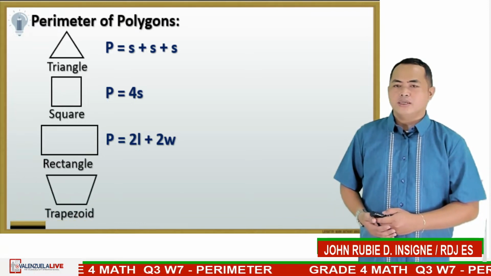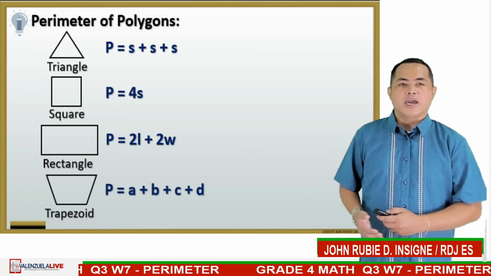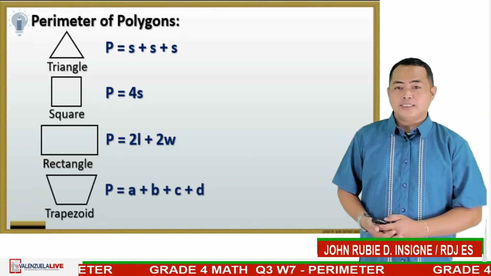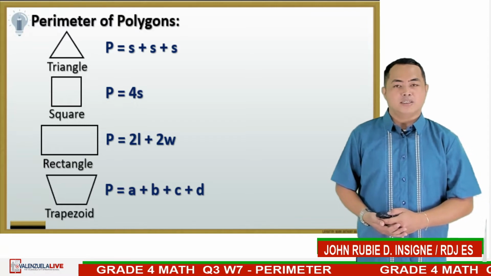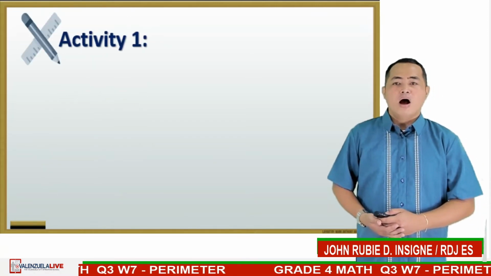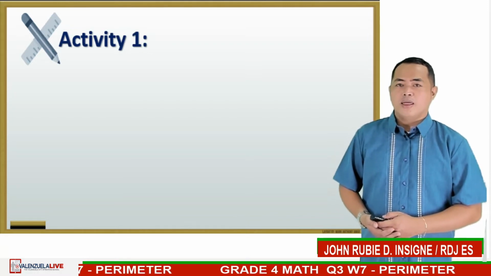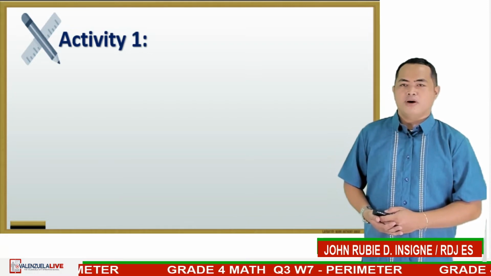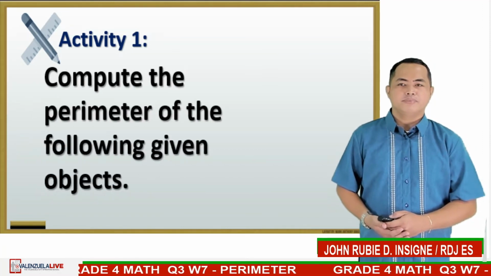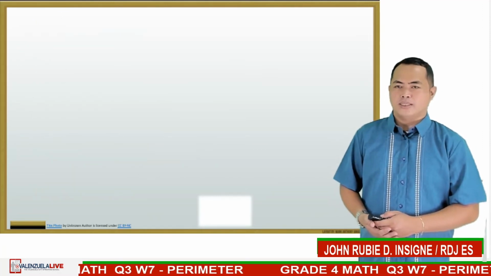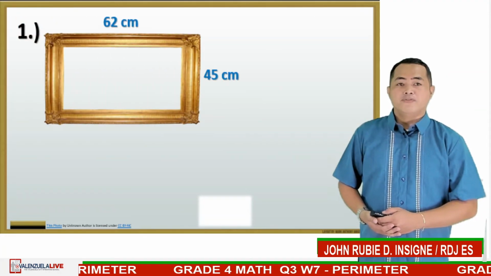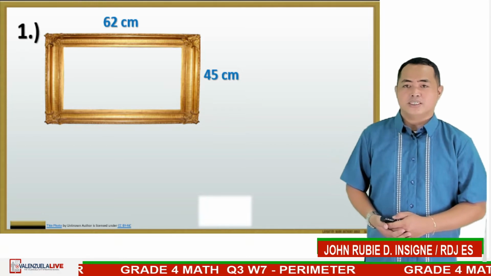And for a trapezoid, P is equal to A plus B plus C plus D, where A, B, C, and D are the lengths of the sides of the trapezoid. For your first activity, compute the perimeter of the following given objects. Number 1. Your 15 seconds timer starts now.